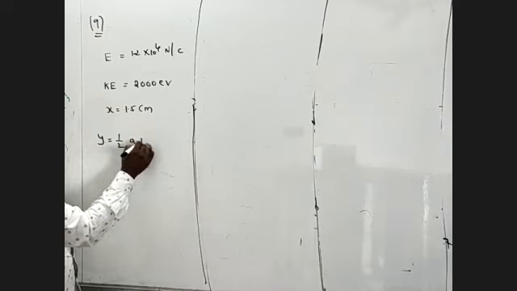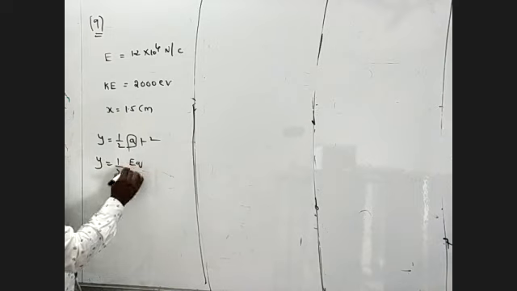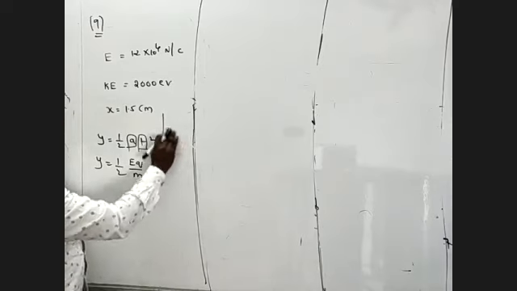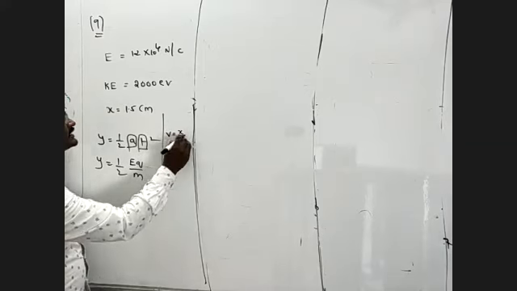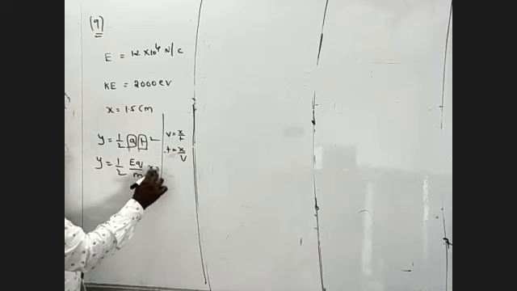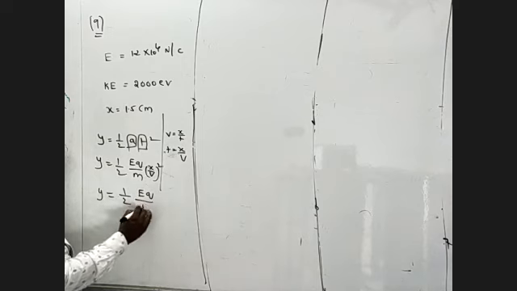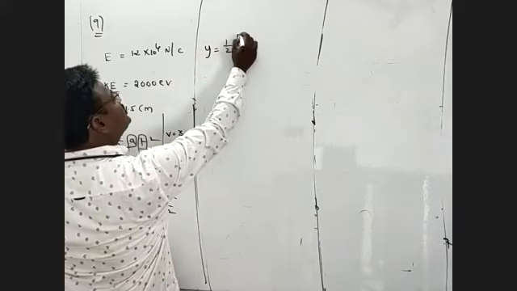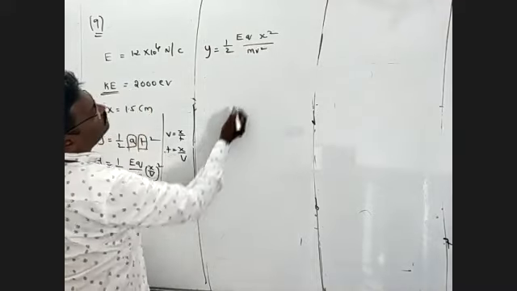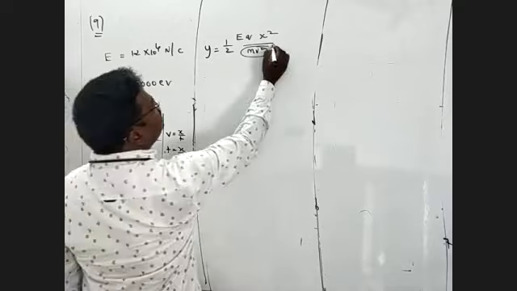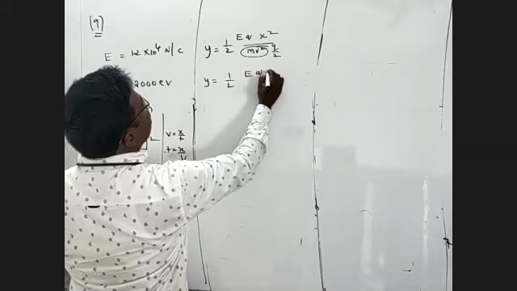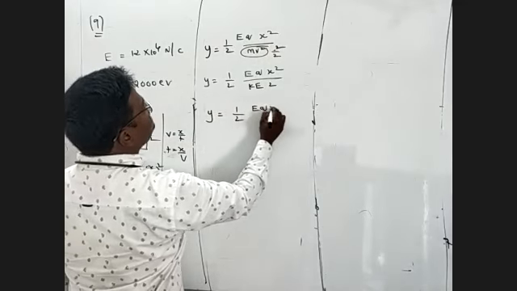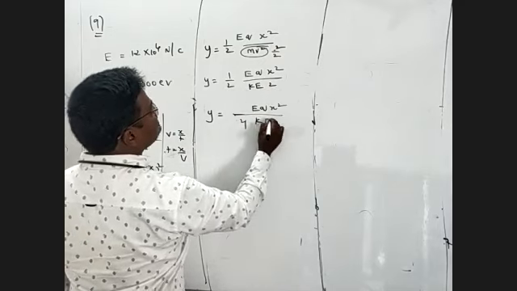So y is equal to half a t square. So y is equal to half eq by m, into t square. Speed is equal to x by t, as I already told you. So t is equal to x by v, and t square is x by v whole square. So we write 1 by 2 eq by m into x square by v square. This is the kinetic energy form: 1 by 2 eq x square by m v square. I am dividing and multiplying by 2, so y is equal to 1 by 2 eq x square by 1 by 2 m v square, that is the kinetic energy. So this is eq x square by 4 KE. This is your formula.